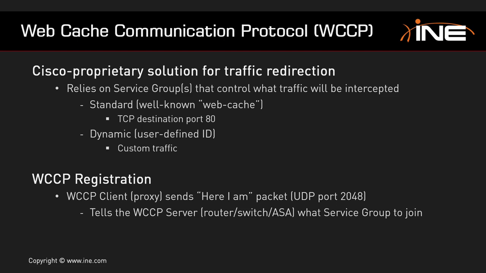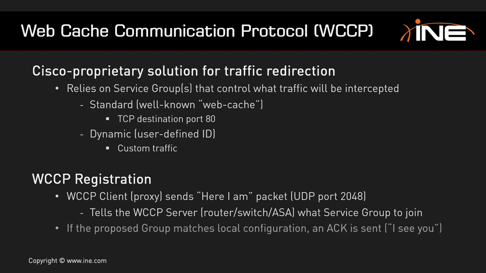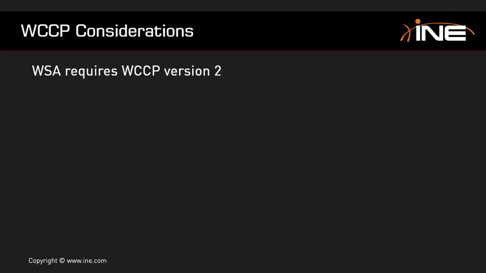And now, assuming that our server is configured with a matching group, it is going to reply with an acknowledgement. It is going to be the WCCP I See You packet. So the point is that the devices will eventually agree on the service group, of course assuming that the configuration is correct, and this way our router, switch, or ASA will know what packets to send to the proxy. And in general, it must be version 2 of the protocol, which WSA supports.